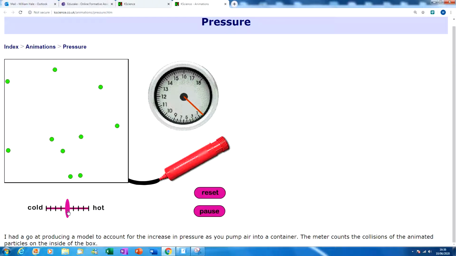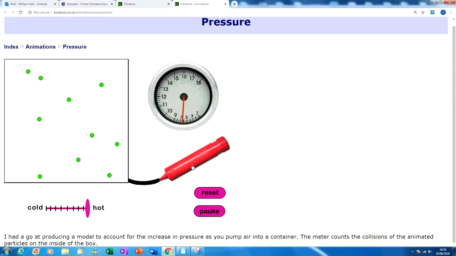Just before we begin, in your own heads, I'm about to make the box hotter. Could you predict in your heads what happens to the pressure? So let's give it a go. Let's make it really hot. And you can see that the pressure gauge went up.